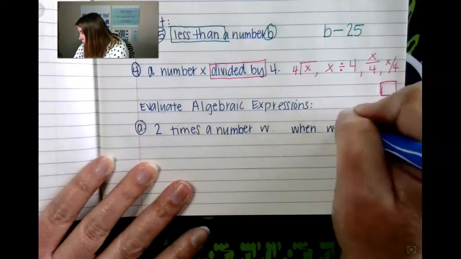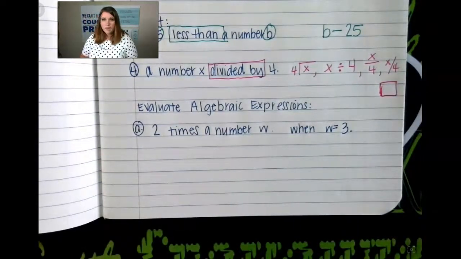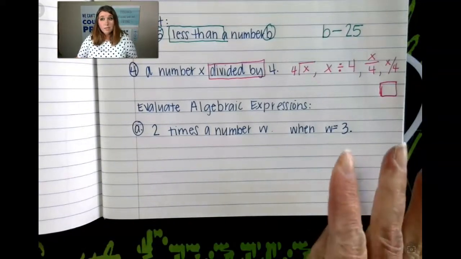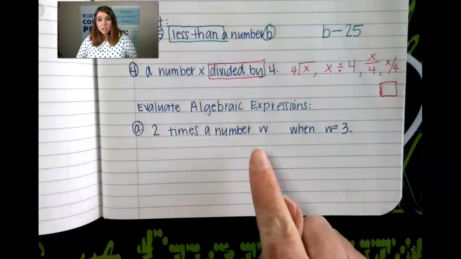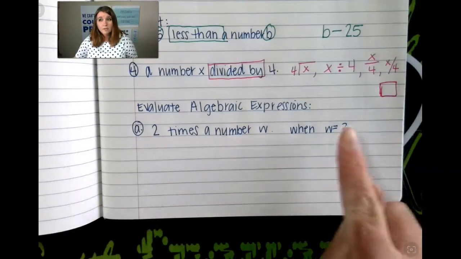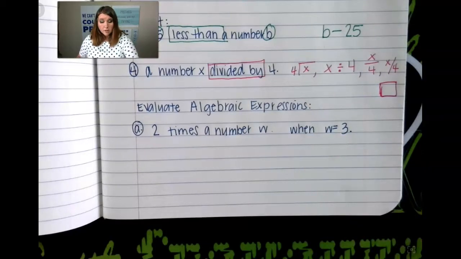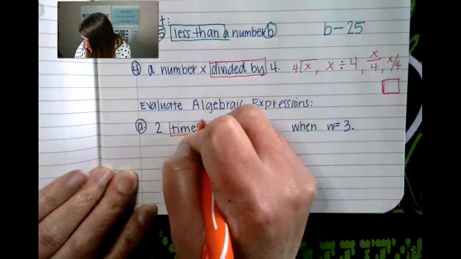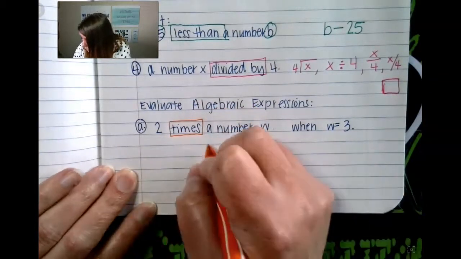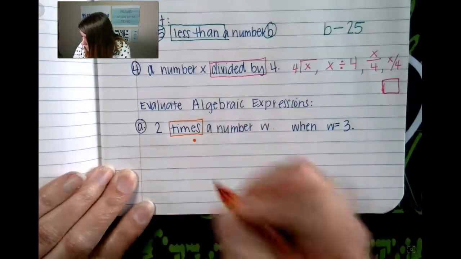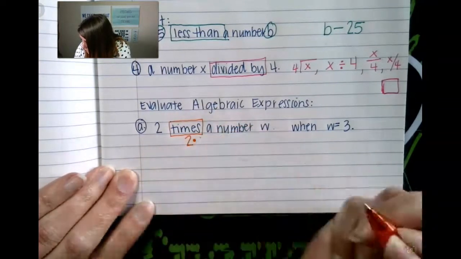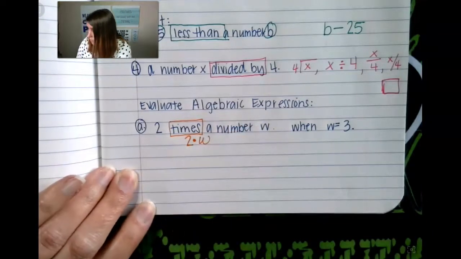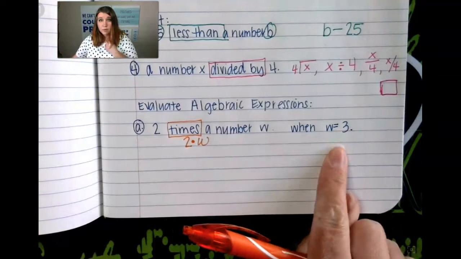When W equals 3. Okay, so now what you have to do is you are going to write an algebraic expression, and then you have to substitute. So this is a two-parter. This is like a two-stepper, not the dance. Still doing math, okay? All right, so 2 times. We know that times is multiplication. So we're going to say 2 times a number W when W equals 3.